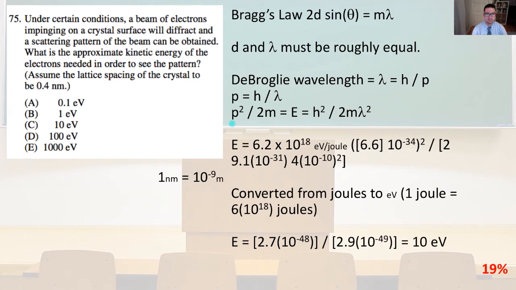Number 75. Under certain conditions, a beam of electrons impinging on a crystal surface will diffract and a scattering pattern of the beam can be obtained. What is the approximate kinetic energy of the electrons needed in order to see the pattern? Assume the lattice spacing of the crystal to be 0.4 nanometers.